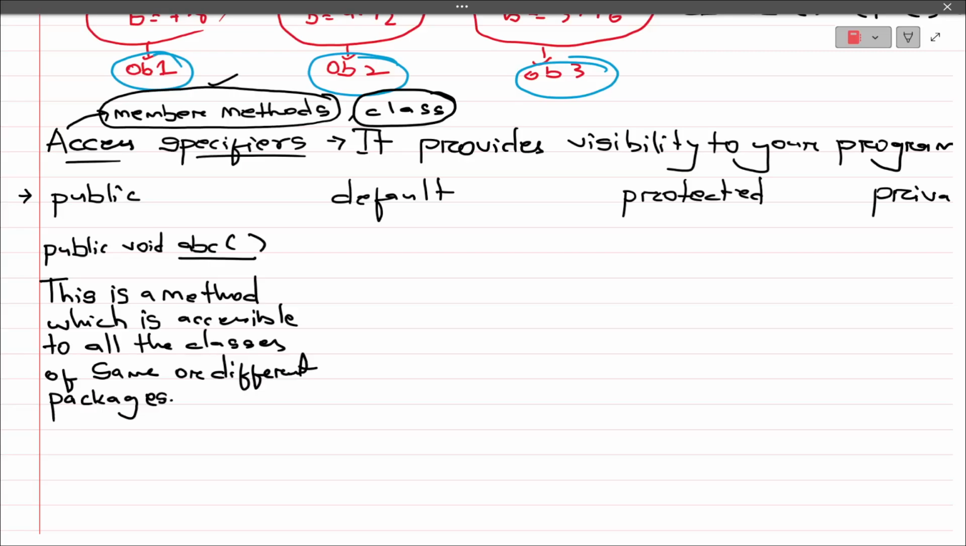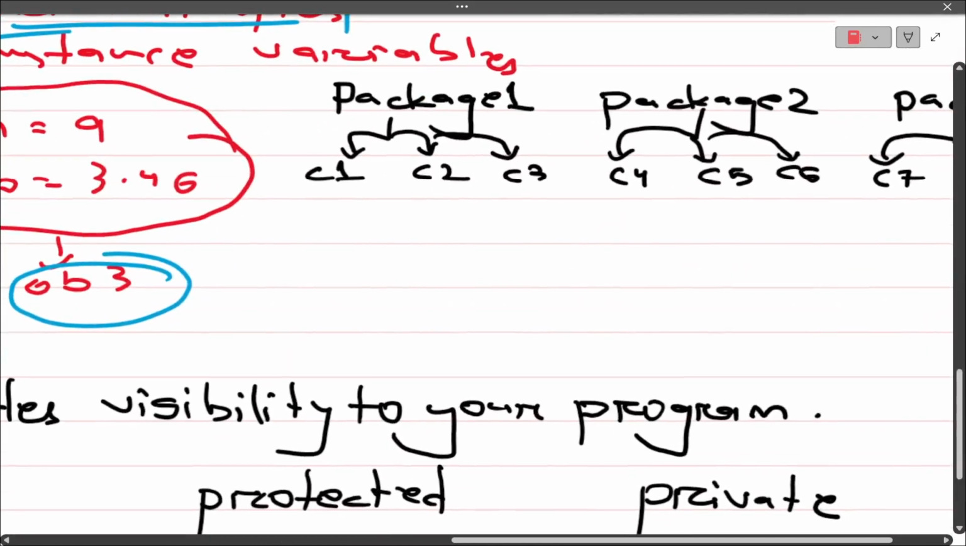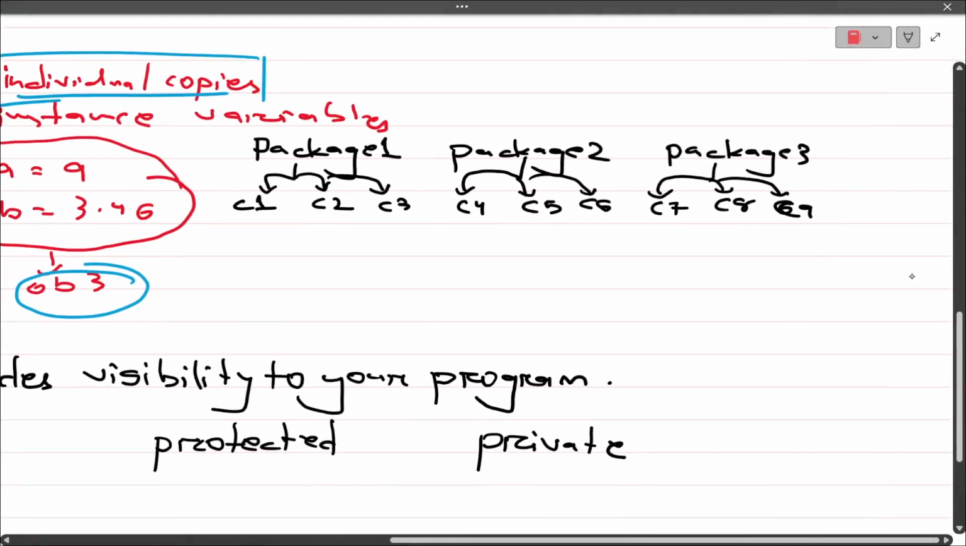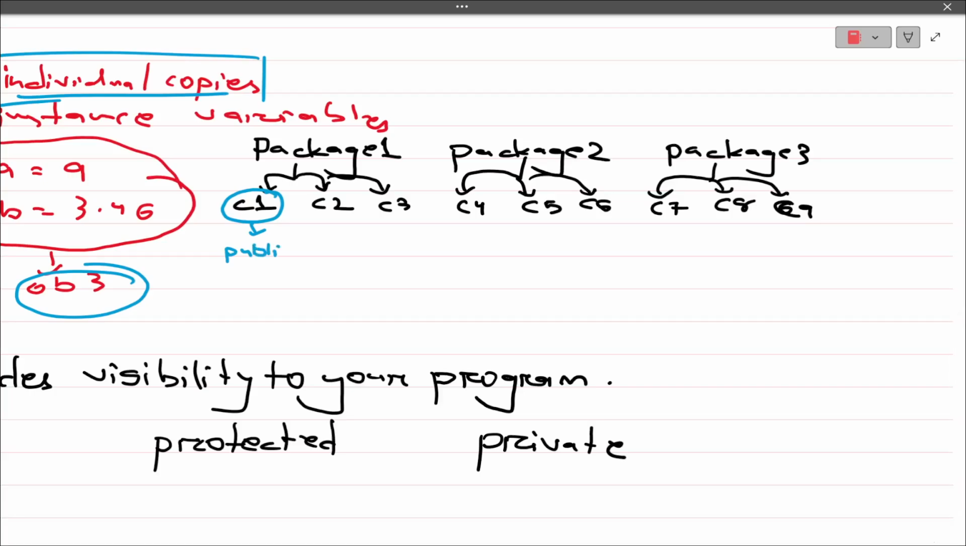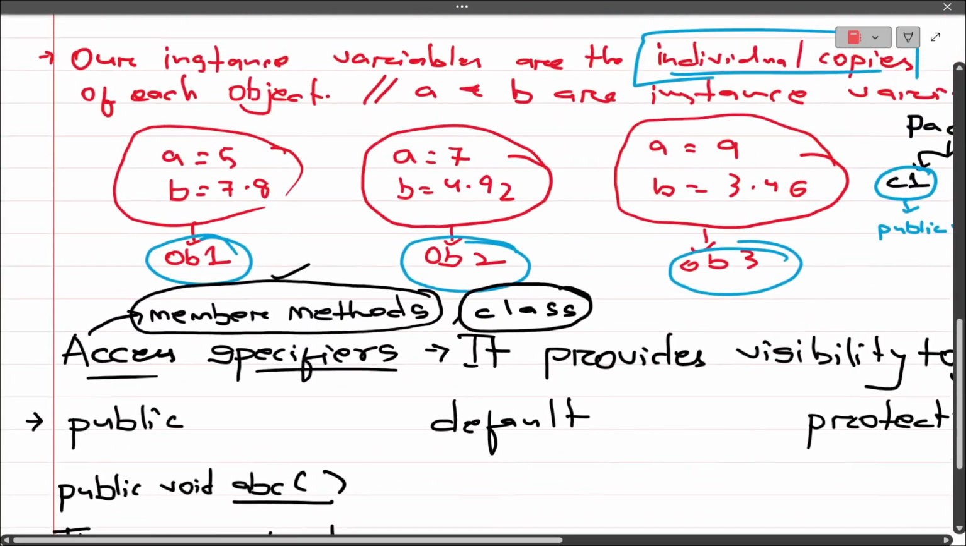The meaning of this, let me bring it to you. Suppose in this particular class C1 there is a method which is given public. Suppose in class 1 I have given public void, and the name is ABC.